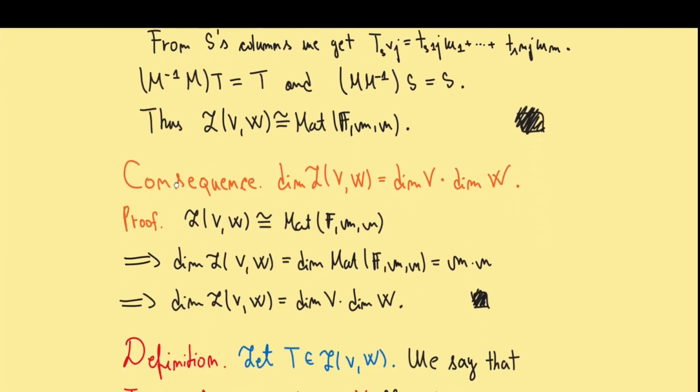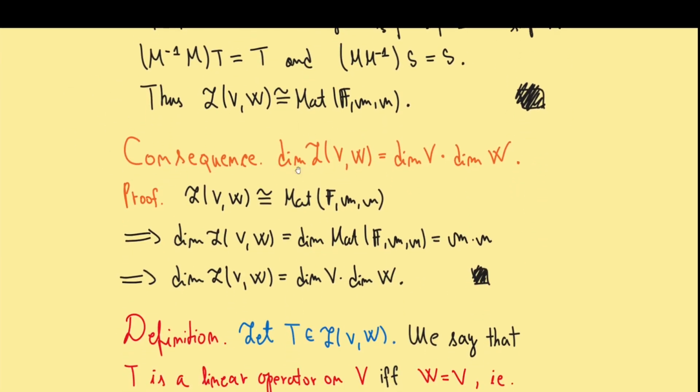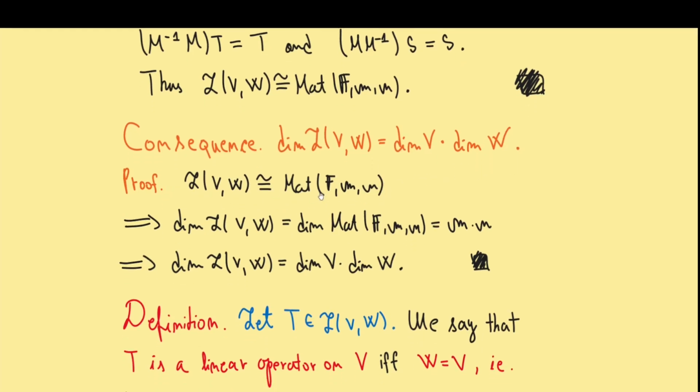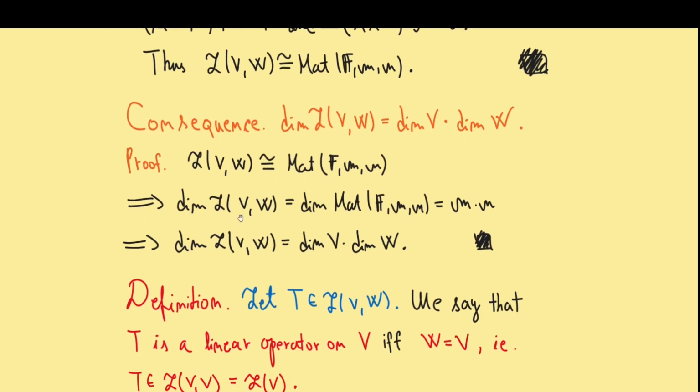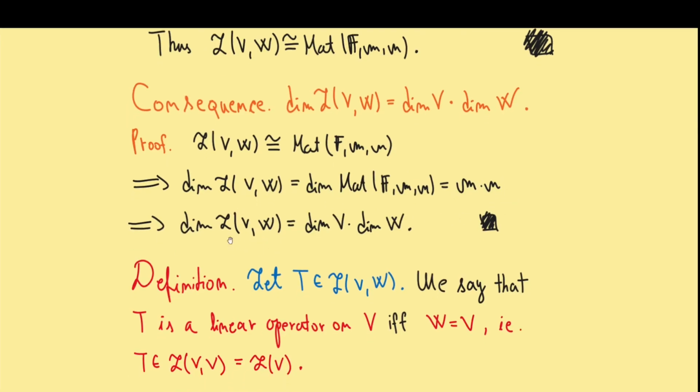And now we can derive the following. It turns out that the dimension of the space of linear transformations is equal to the dimension of V times the dimension of W. So, since these two spaces are isomorphic, they have the same dimensions. That means the dimension of this space is equal to this, and we know that the dimension of this space is equal to m times n, where n is the dimension of V and m is the dimension of W. Hence, the dimension of this space of our linear transformations is equal to the dimension of V times the dimension of W.